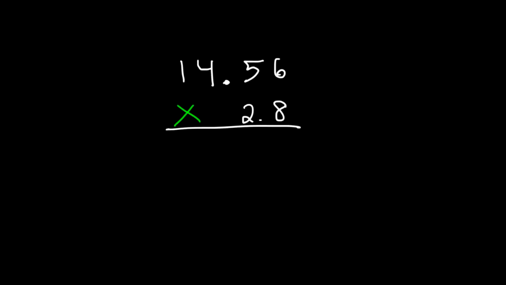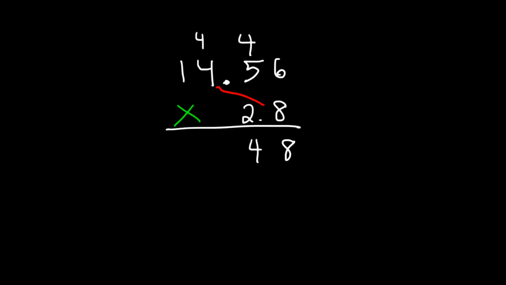Let's continue working on some more examples. Let's multiply 14.56 by 2.8. So let's start with 8 times 6. 8 times 6 is 48. Let's carry over the 4. Next we have 8 times 5, which is 40, plus 4. So that's 44. And we're going to carry over the next 4.